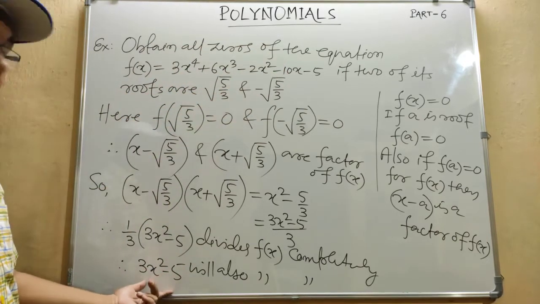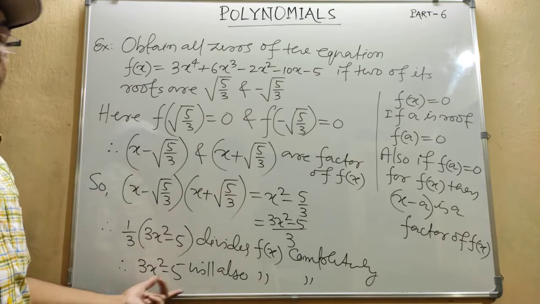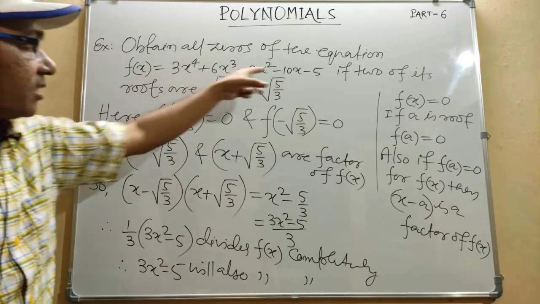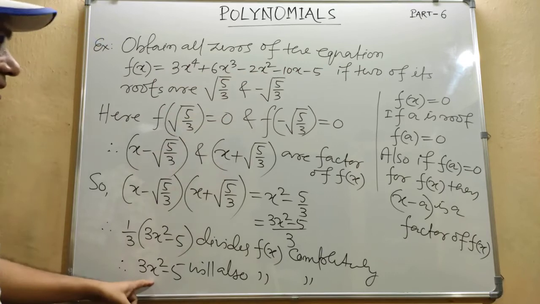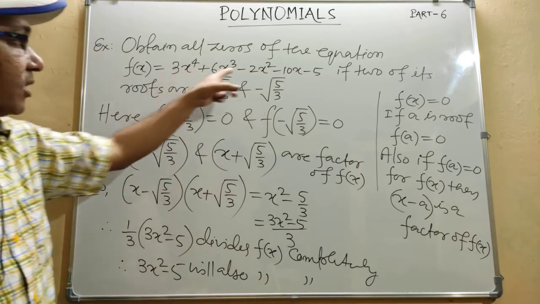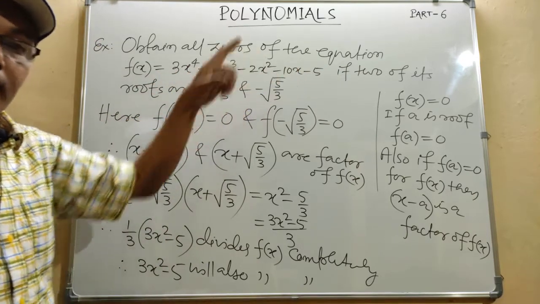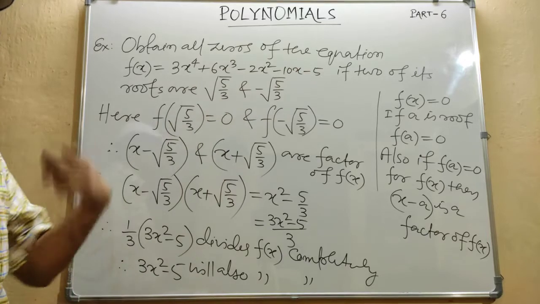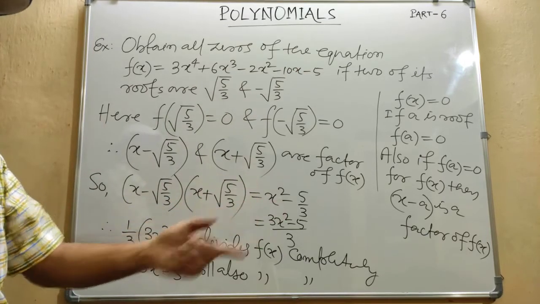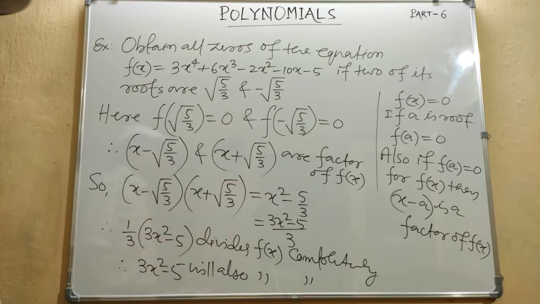तो एक फैक्टर हुआ ये. What will be the other factor? That we calculate by dividing this polynomial by this. अब इससे इस polynomial को डिवाइड करेंगे, completely डिवाइड करेगा, means remainder will come 0. Whatever comes in the quotient, that will be the second factor.